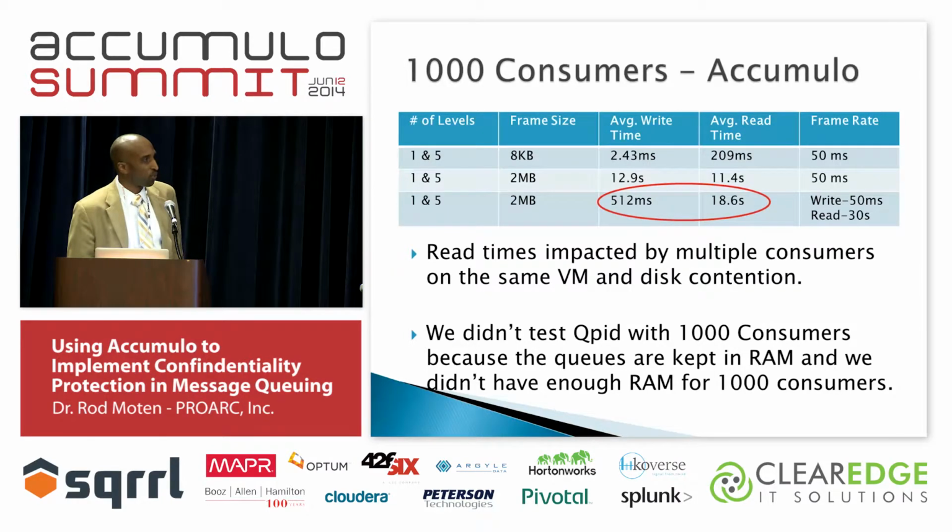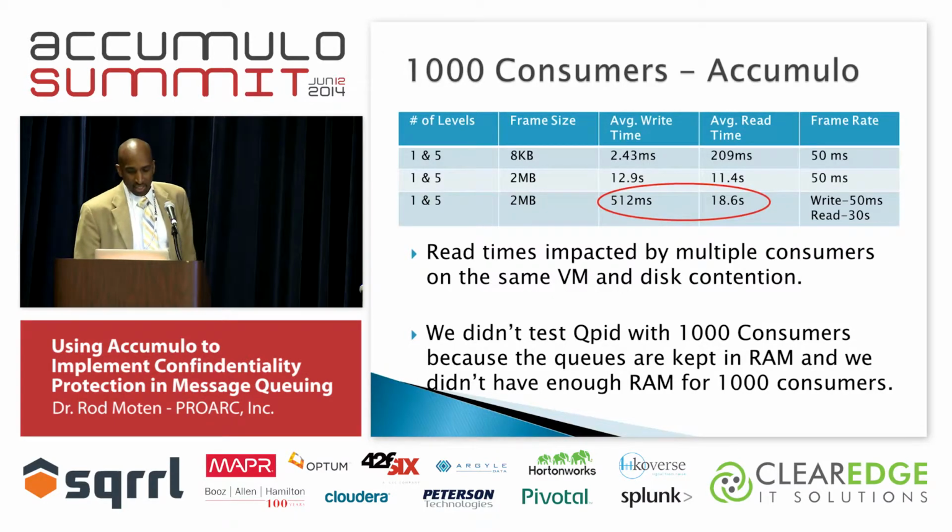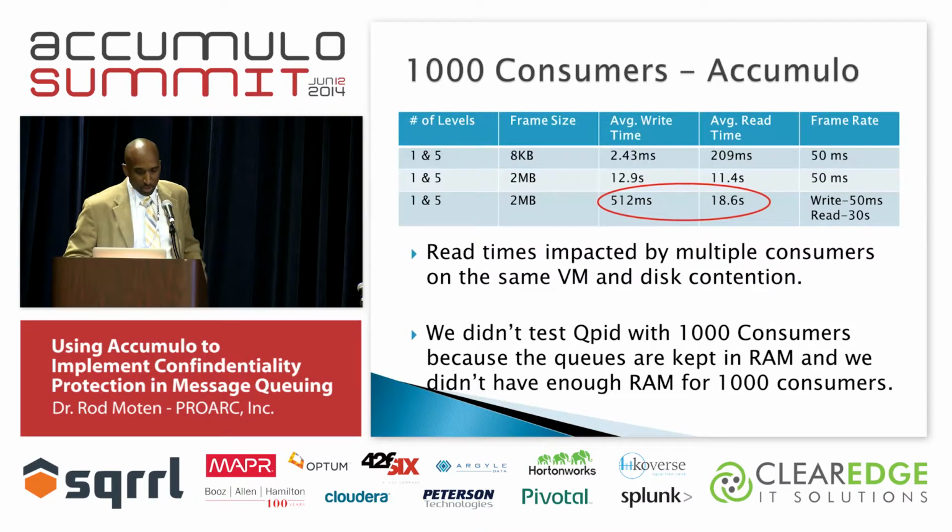But notice for QPid, the read times are very high. You're talking about 18 seconds per frame. And again, the polling did impact the read times. I'm sorry, I said that wrong. The polling that the consumers did affected the write times of the producers.